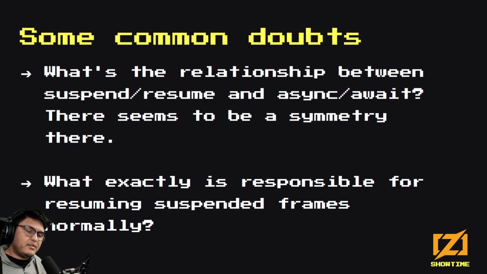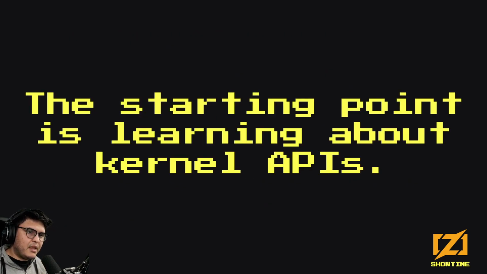And the starting point to understand this, as I said, is one half of the problem, although it's not really half. I think it's very minor compared to the second problem, which I'm going to introduce later. And I think that the starting point is to learn about kernel APIs. By that, I mean you should take a look at kqueue for macOS. Linux has epoll. Windows has, I don't know.